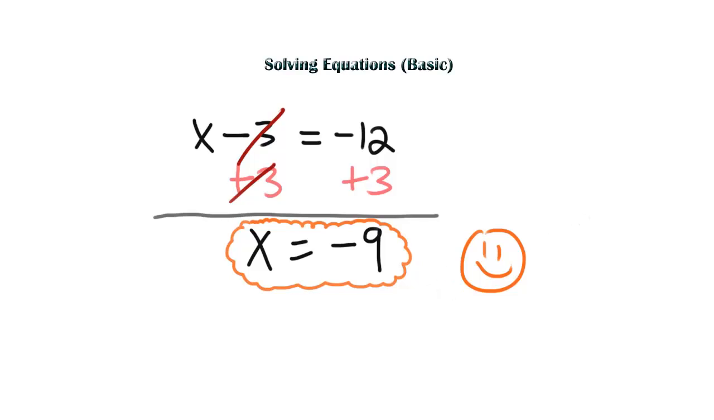Let's see if we can do another one. Let's say we have negative 20 equals 4x, and I want to solve for x. Now the x is on the right hand side. It doesn't matter which side x is on. We still want to get rid of everything that's around x. So in this case there's a 4 there and it's being multiplied. We can put a dot there.